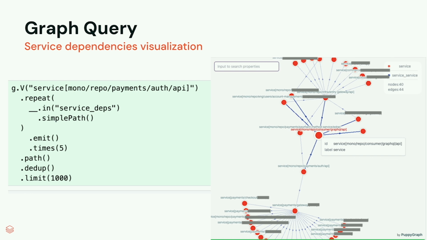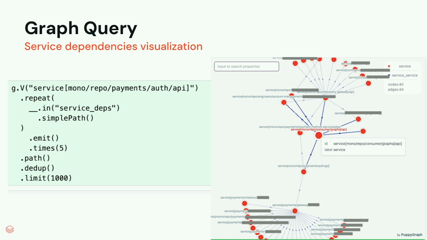On the left side is one of the graph queries written in Gremlin, which is one of the popular graph query languages. PuppyGraph also supports Cypher, which is another popular graph query language. This graph query starts from a specific service, treats it as a node, and does a fan out, traversing along the edges defined in the graph, and sending the result back.